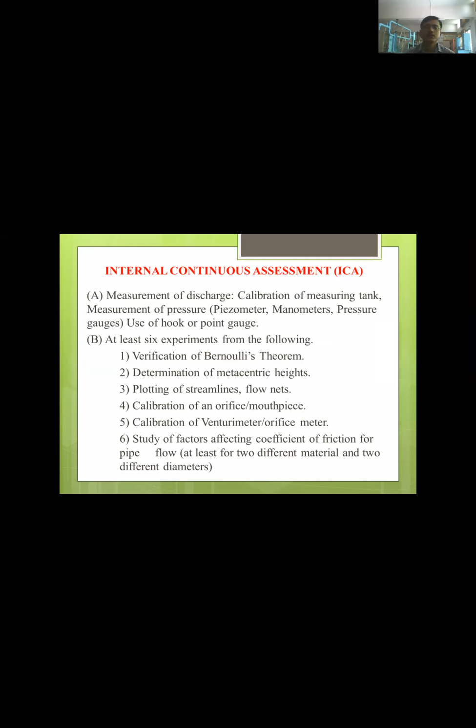For example, if a ship is floating on the surface of water, then we are going to determine the metacentric height of that particular ship. In our lab, we have a ship model, and for that ship model, we will determine the metacentric height. This practical we are going to perform in our lab.